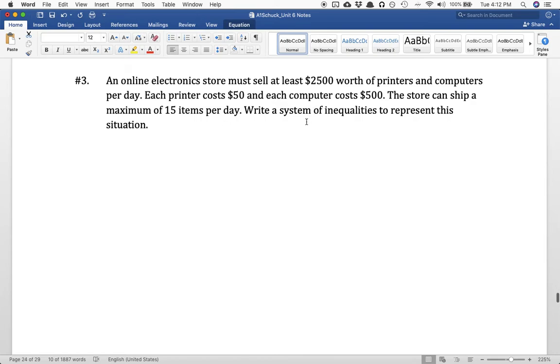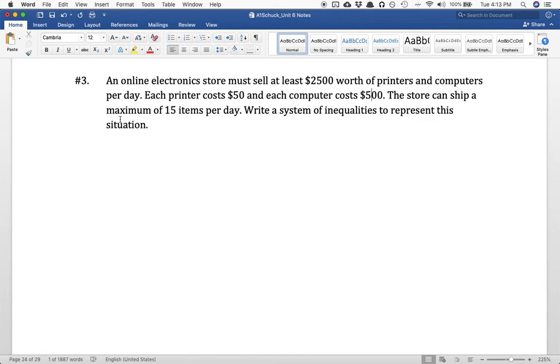Does not look like it's a 2 scenario. This looks like another value and amount. That's okay. All right, final example. An online electronics store must sell at least $2,500 worth of printers and computers per day. This is my value. That's the value of money I want to sell for printers and computers. Each printer costs $50. Each computer costs $500.